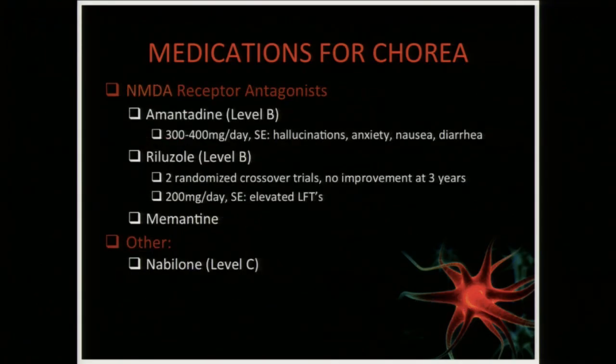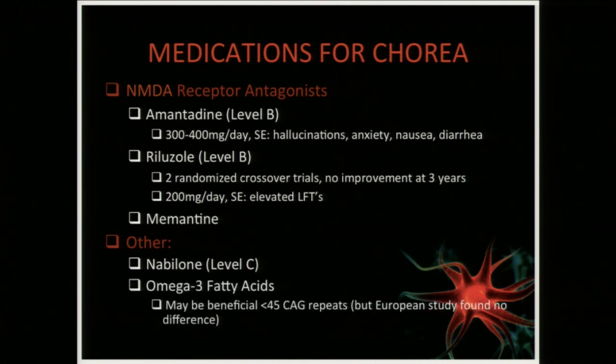So other things that have been studied, again, amantadine. We have level B evidence for this. Riluzole, I'm not sure that I love the evidence for this, but it is level B. I shouldn't say I don't love the evidence for this. Practically, anecdotally in clinic, I find it to be less effective. And memantine has also been studied. Other medications that have somewhat less beneficial effects are the ones listed below.